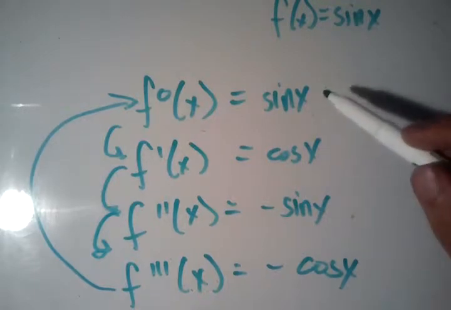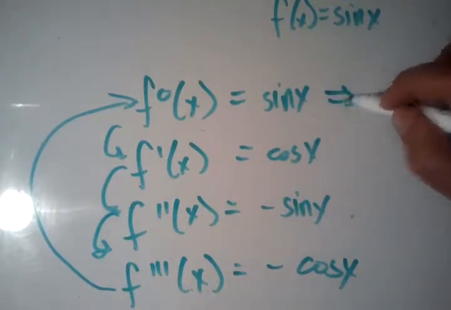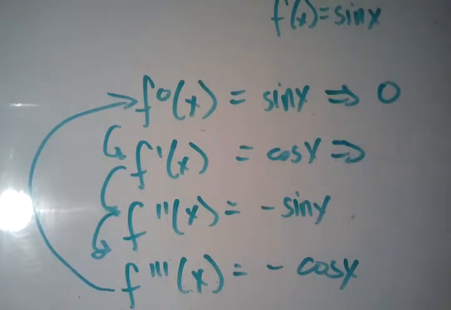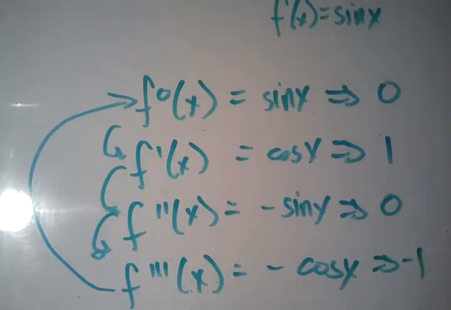And when you plug 0 into them, because it's a Maclaurin series, centered at 0, from here you're going to get 0. From here you're going to get 1. From here you're going to get 0. From here you get negative 1. So really the only values you're concerned with are 1 and negative 1. So let's start plugging into our expansion.